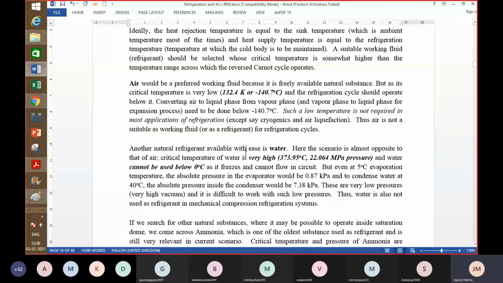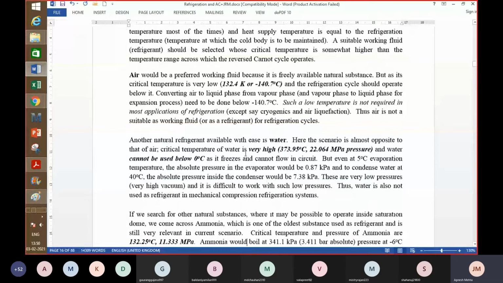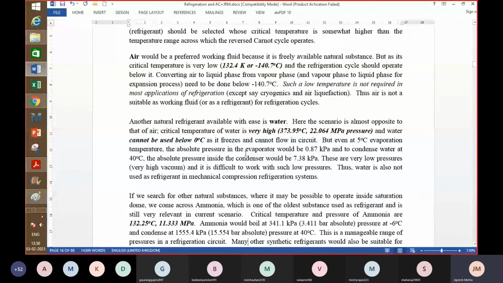Now, let us try water for that. Another natural refrigerant available with ease is water. Here, the scenario is almost opposite to that of air. The critical temperature of water is very high, roughly 374 degrees Celsius, and the critical pressure is 22.1 megapascal. And again, water cannot be used below 0 degrees Celsius, because it freezes and cannot flow in the circuit.